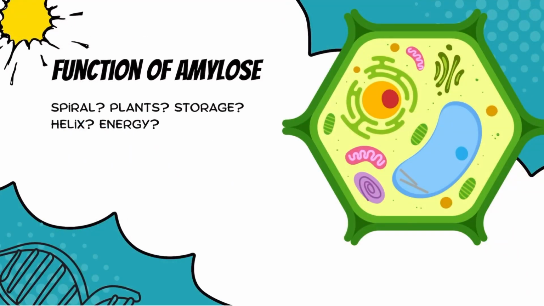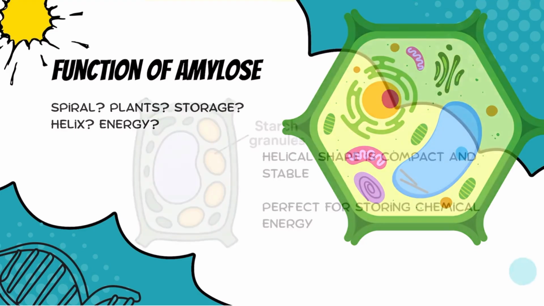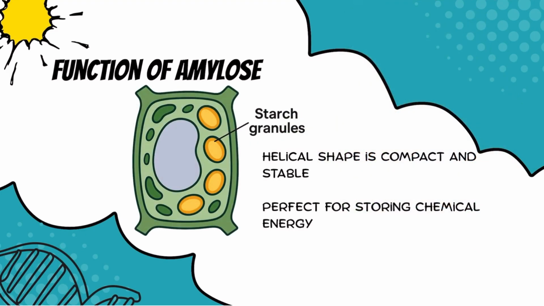So why is amylose important? Why is it significant that it's a spiral? What is its significance to plants and storage? What is with the helix formation? And what about its connection to energy? In plants, amylose is one of the two components of starch, and starch is the main way plants store glucose for future energy needs. And because of its helical shape and it's compact and very stable, it is perfect for storing chemical energy for future use.